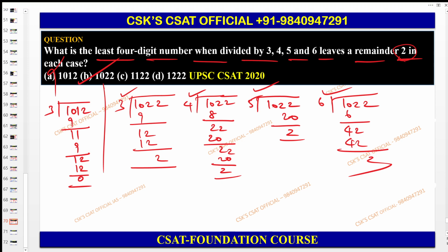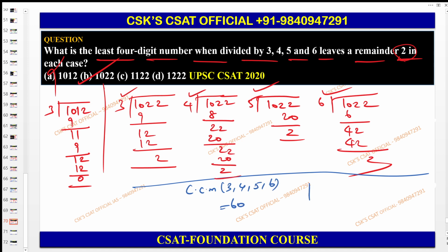Even the LCM concept you can apply here. This is method 1. LCM concept apply here. Take the LCM of 3, 4, 5, 6. The LCM is 60. The least 4-digit number starts with 1000. Divide this with 60. Then what will happen if you are dividing this with 60?